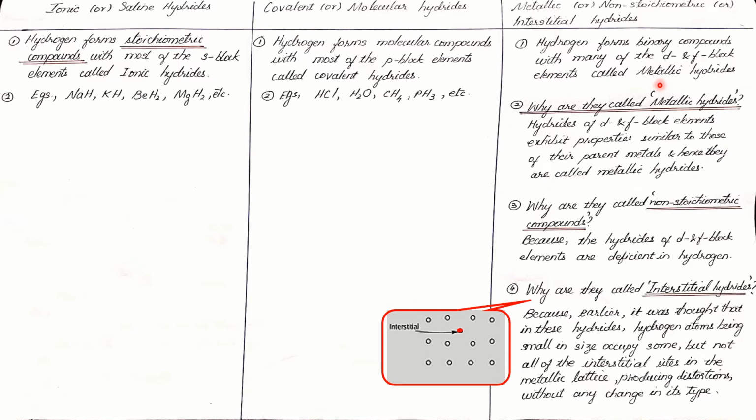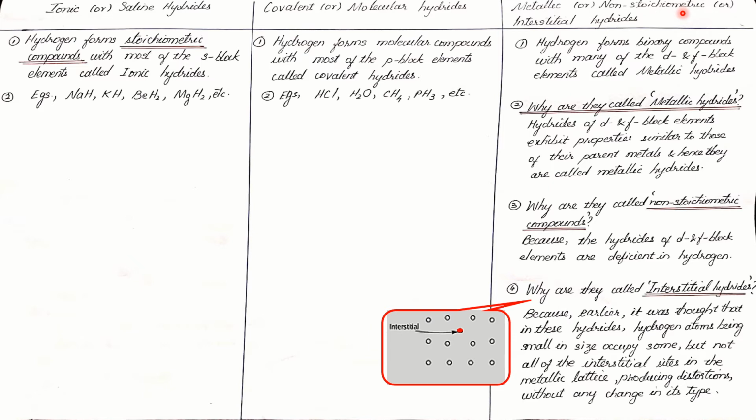Okay, why are they called metallic hydrides? We know hydrogen combines with elements of d and f block. Okay, d and f block elements are metals. So, hydrides of d and f block elements exhibit properties which are similar to those of their parent metals and hence they are called metallic hydrides. Now, why are they called non-stoichiometric compounds? Okay, let me ask you this question. Which hydrides are called stoichiometric compounds?